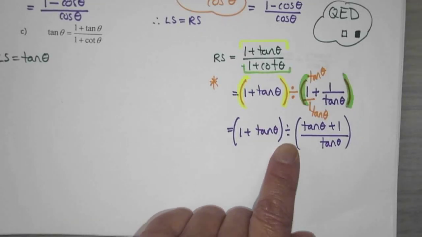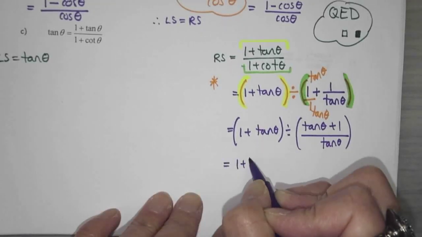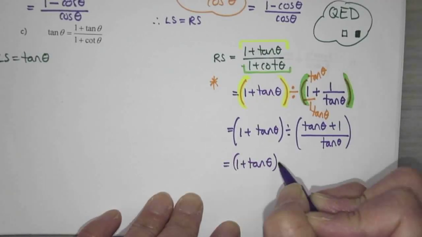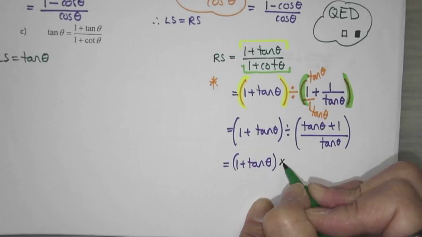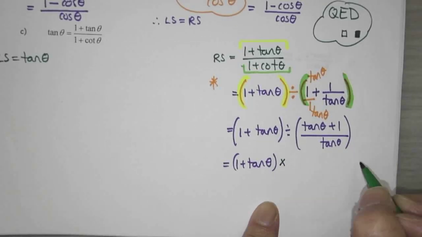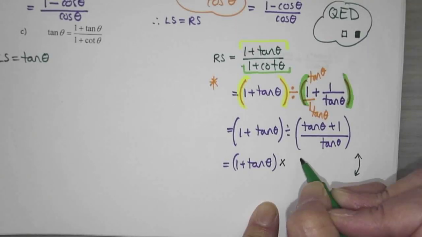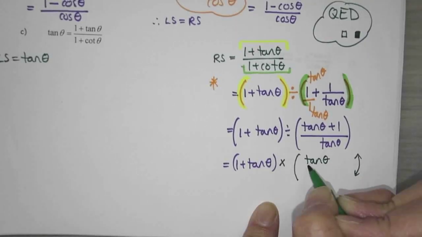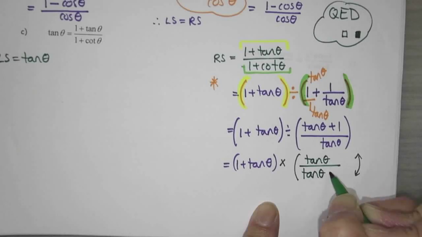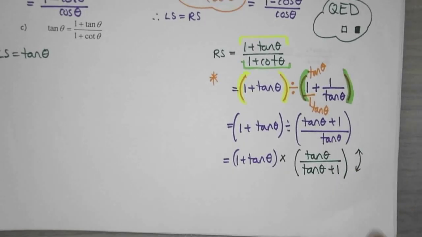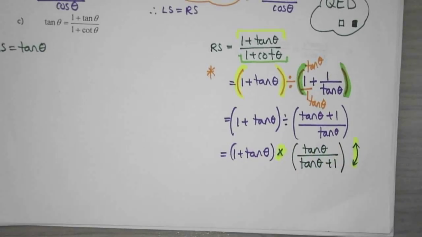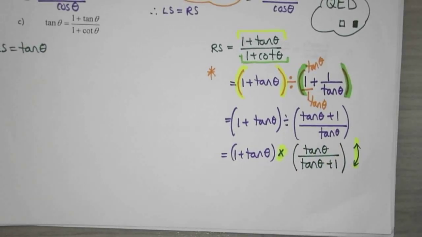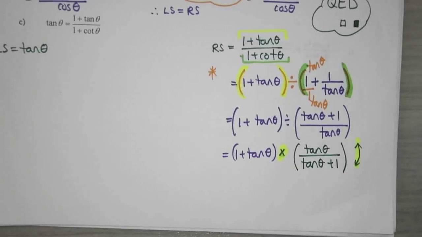Division is going to become multiplication. Are we okay with that? So it's going to become multiplication, and then we take the reciprocal of this side. So this will be tan theta over tan theta plus 1, like that. Right? So make it multiplication and then reciprocal. Is that okay? You don't have to show the arrows, but I'm showing you what I did. Multiplication, then reciprocal.